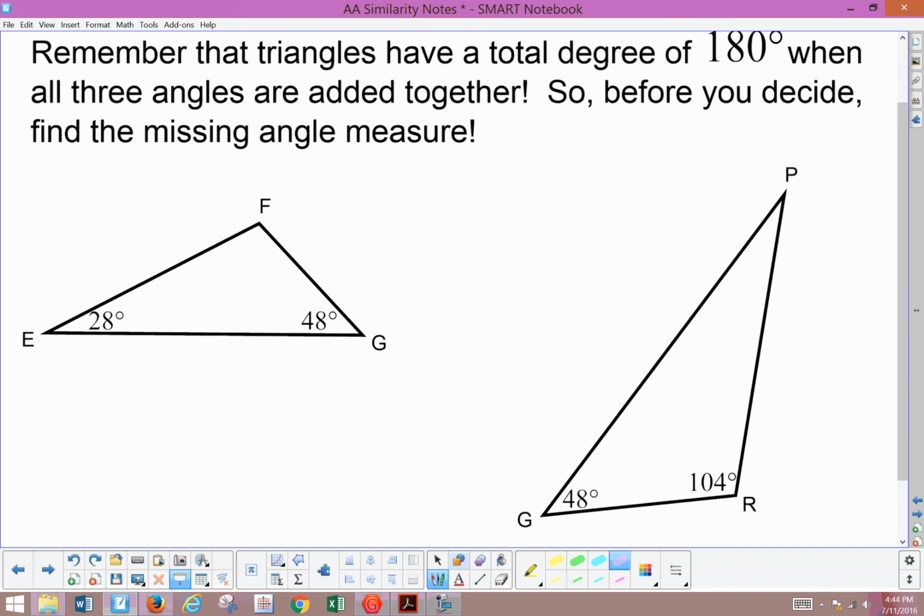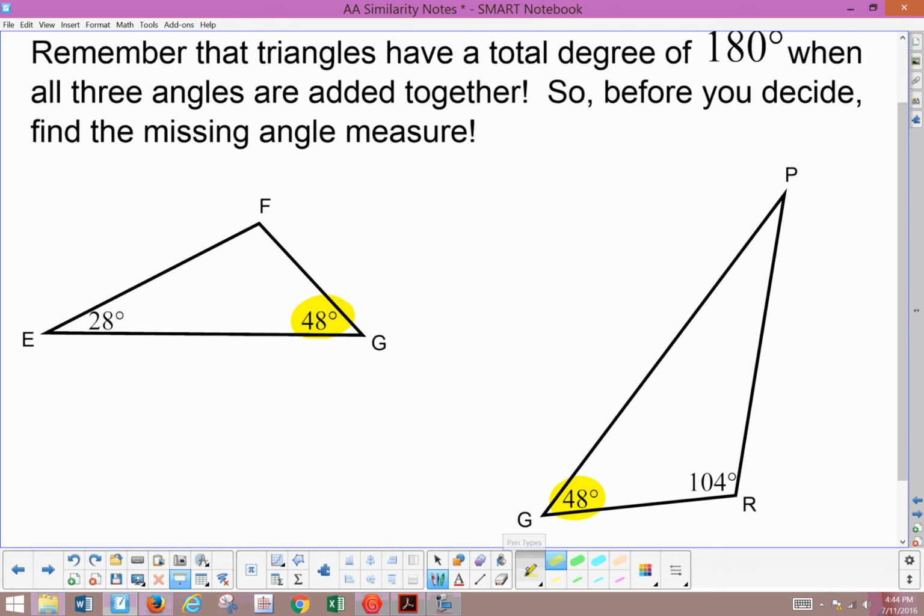If I just look at the angles that are given in the figure, I have a 28-degree angle, I have a 48-degree angle in the figure on the left. I have a 48-degree angle, and I have a 104-degree angle in the figure on the right. Well, I have one match. 48 degrees from the left matches 48 degrees from the right. But it does not look like I have a second match. But I can't rule it out yet.